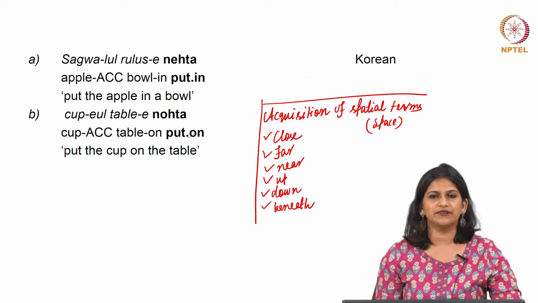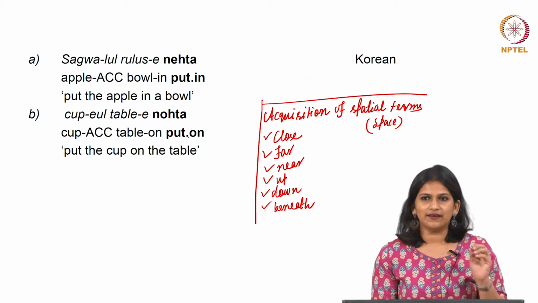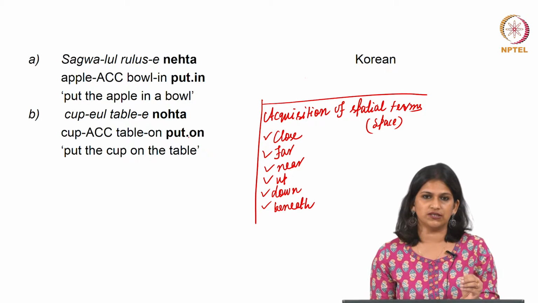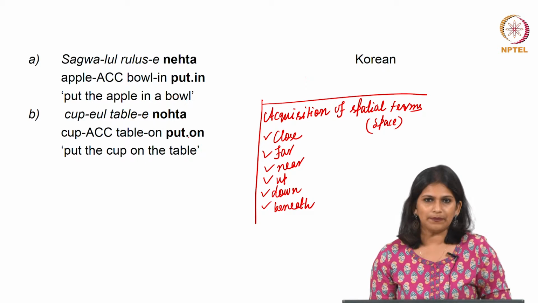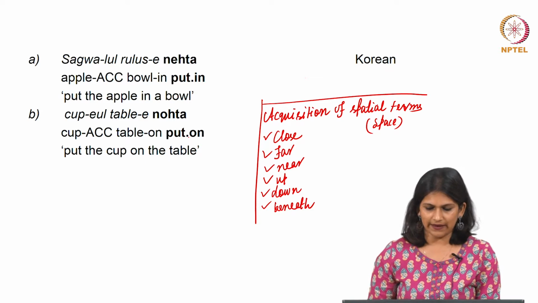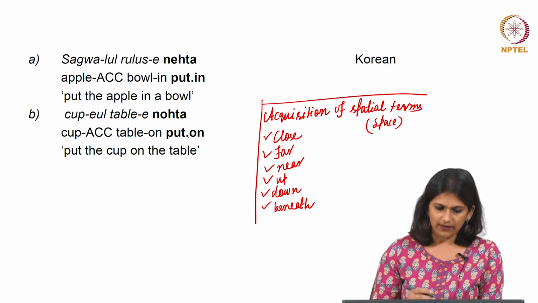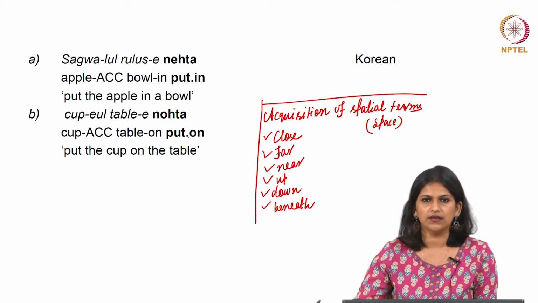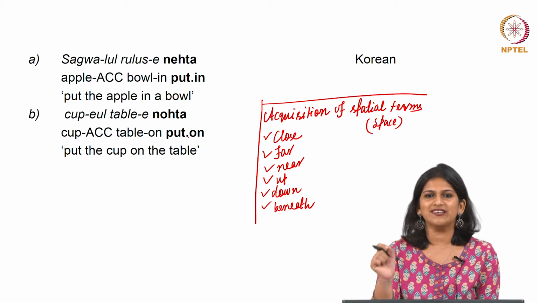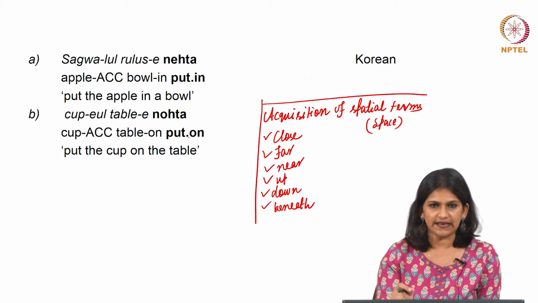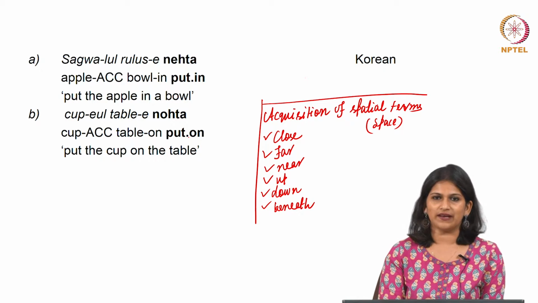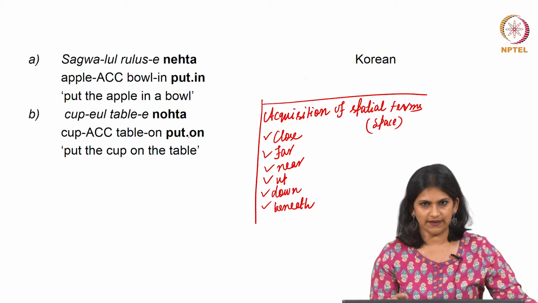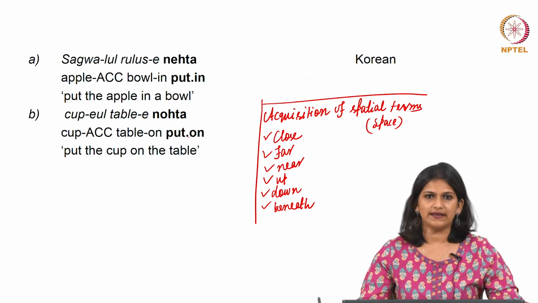Ideally, it should be more complicated for the child to acquire, because not only the adposition changes, it also changes the verb. It does not happen in the same way in English. In English, it is always put the apple in a bowl or put the cup on the table. So, what is the difference? The difference is the spatial marker, that is in or on. But in Korean, it is not only the adposition difference, but also a verbal difference. That is the reason why Korean data is interesting.